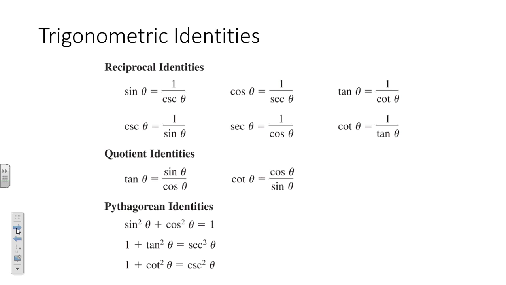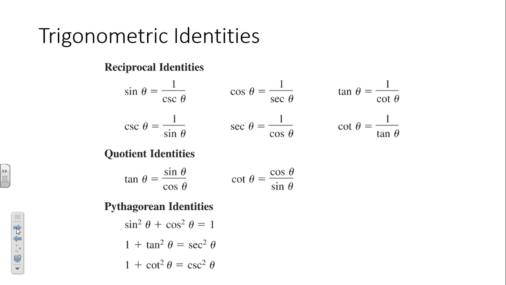Okay? Here are some new ones. These are called the Pythagorean identities, and I don't think you used them last year. So this is where I actually get to teach you something new. Sine squared plus cosine squared is equal to 1. If you memorize this one, you can derive the other ones.